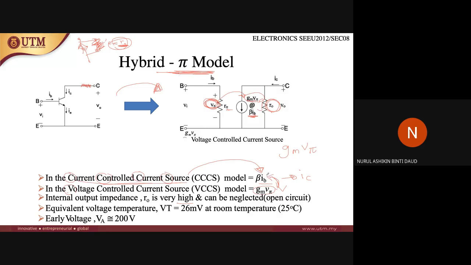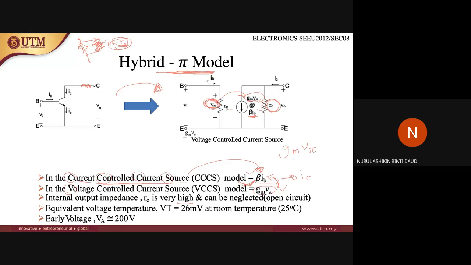So you can use either beta IB or GM V pi. Either one is okay. It depends on what information has been given to you. If the information given to you is the value of V pi, you can use GM V pi to find the value of IC. It means that you are using the VCCS model.